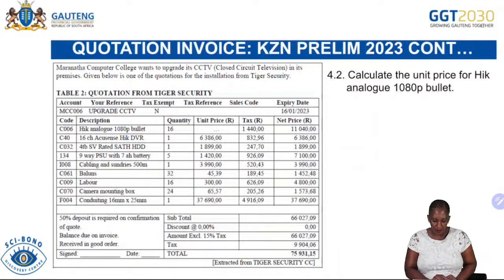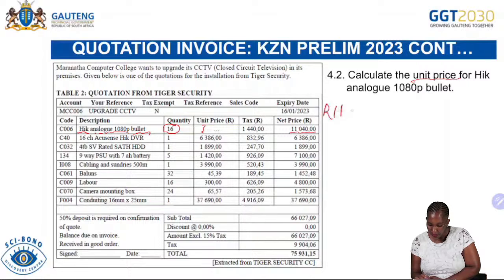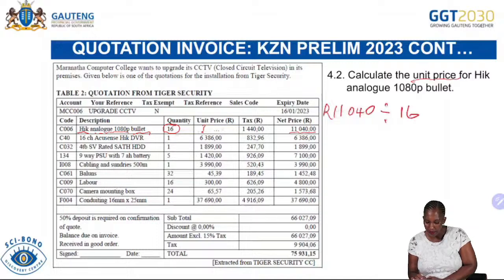Now you go back to your description. You look at this. Oh, okay, here is the HIK analog 1080p bullet. And then quantity, how much they bought: 16. What is the unit price? It is what we want to know because it says calculate the unit price. How much did they pay? 11,040 rand. So now the total paid, the amount paid, is 11,040 rand. For how many items? For 16 items. So we know for the total of 16 HIK analog, they paid 11,040 rand.